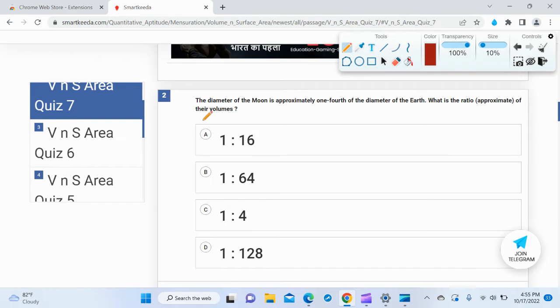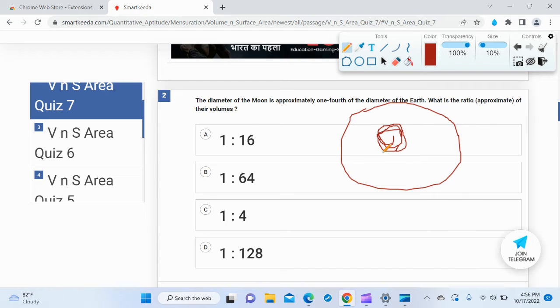So this is also a very interesting question. The diameter of the moon is approximately one fourth of the diameter of the earth. So basically what it's saying, we know that the moon size is smaller than the earth size. So the diameter of that particular moon is one fourth of the diameter of the earth. Suppose this is the earth and this is the moon. I am not able to draw it very circular, so don't worry, just consider it.